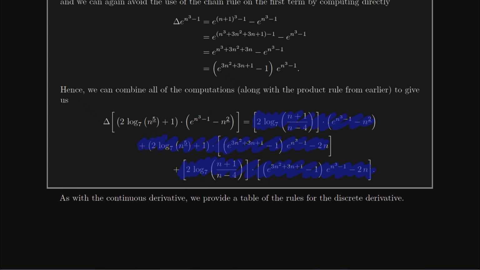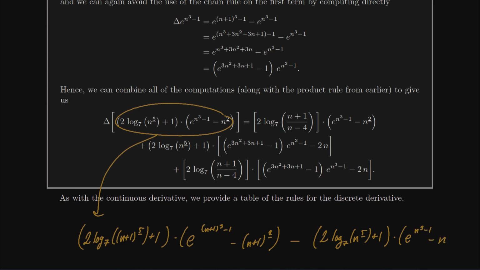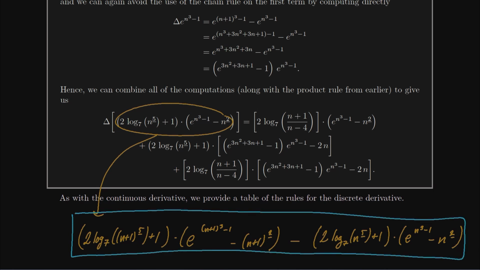And you kind of get an idea here where it would probably just be easier to write the finite difference of this out explicitly, which would just be 2 log base 7 of n plus 1 to the falling factorial 5, plus 1, times e to the n plus 1 cubed minus 1, minus n plus 1 falling factorial 2, minus the whole thing without me putting some n plus 1s in there: 2 log base 7 n to the falling factorial 5, plus 1, times e to the n cubed minus 1, minus n to the falling factorial 2. You could have, from the beginning, simply written the finite difference like this, and it is totally computed, totally correct. We didn't really have to use our rules.